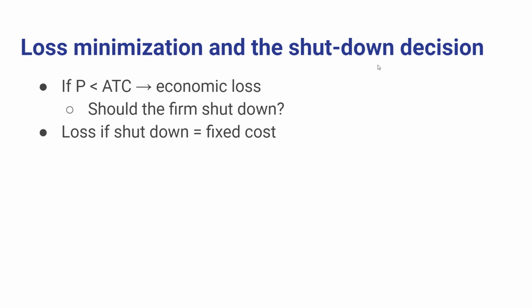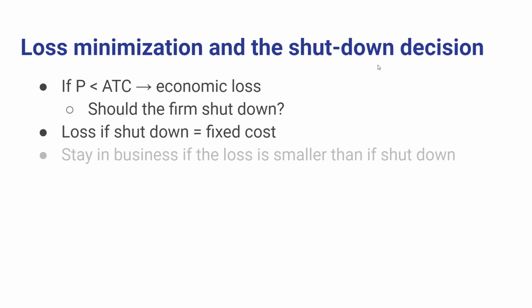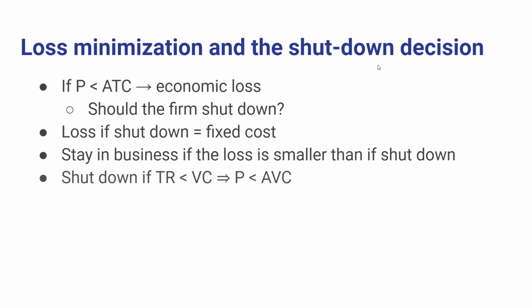So what we need to do is determine if the firm were to continue operation, whether it would lose less money than if it shuts down. And the firm would choose to stay in business if the loss it receives is smaller than if it shuts down. And that would occur if the revenue it receives by producing output is more than its variable costs. Because if the revenue is enough to cover all of its variable costs and then something towards its fixed costs, it's going to be better off than not receiving any revenue to cover some of those fixed costs.